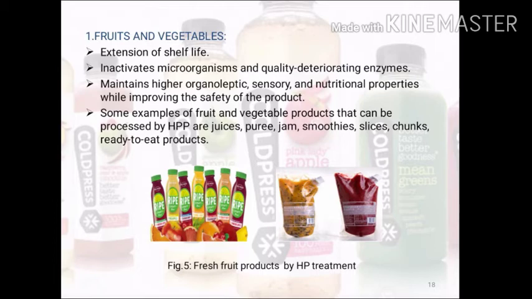Some examples of fruits and vegetables products that can be processed by high pressure processing treatments are juice, purees, jams, smoothies, slices, chunks, ready-to-eat products, etc. So this figure 5 shows the fresh fruits products which are treated by the high pressure processing treatment.